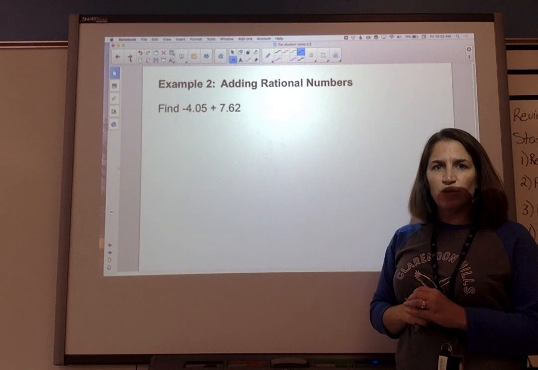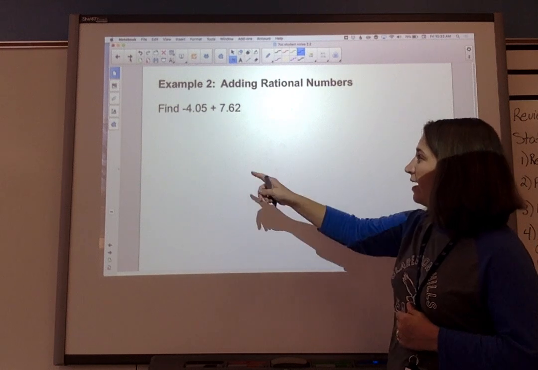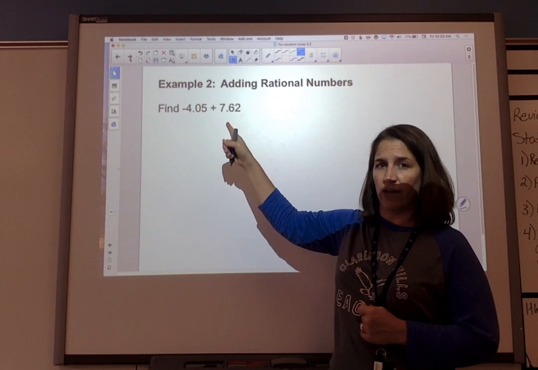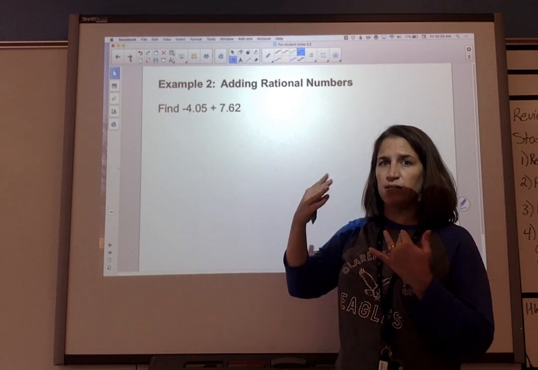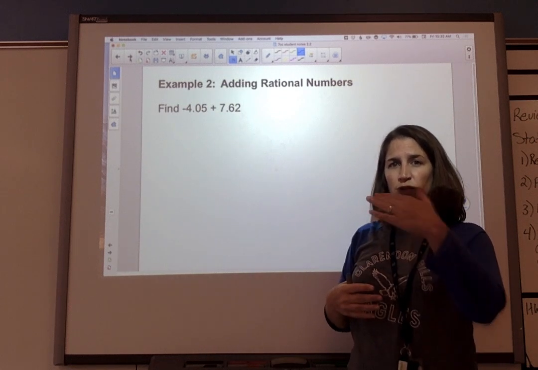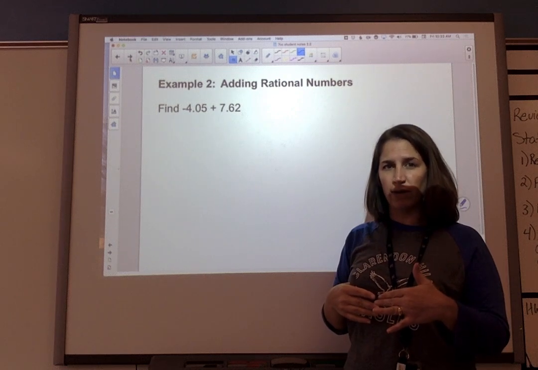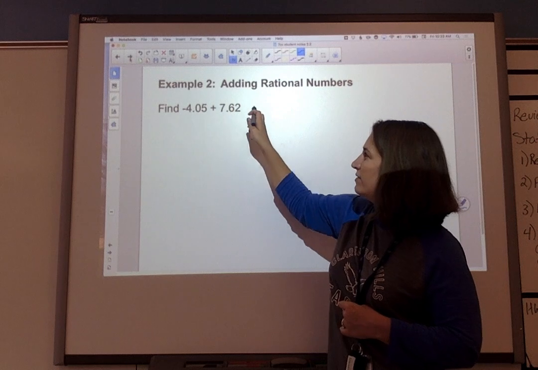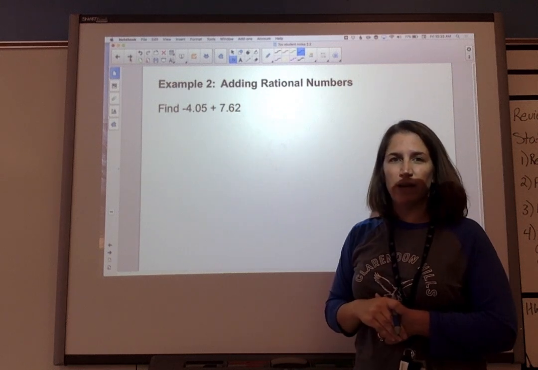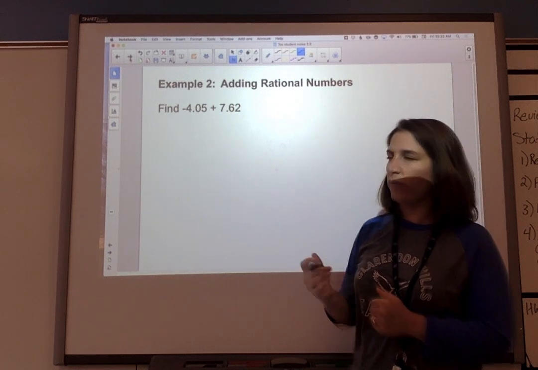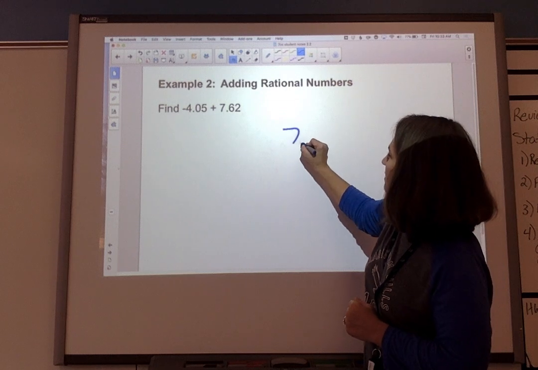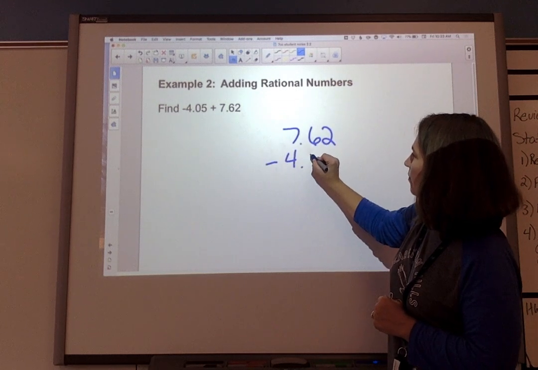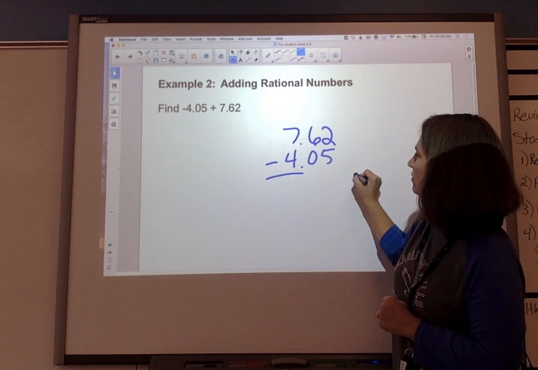Here we have a decimal example. Again, we have a negative rational number and a positive rational number. So we're going to subtract their absolute values, larger absolute value minus smaller absolute value. And then we see that our positive rational number is the larger absolute value, so our end result will be positive. So off to the side here, I'm going to do 7.62 minus 4.05.